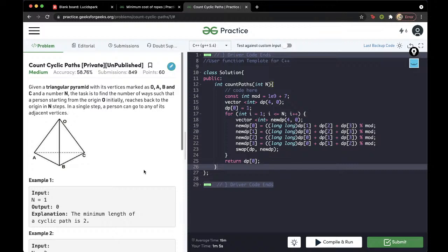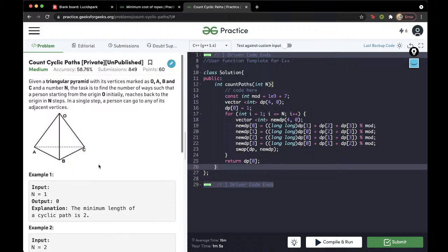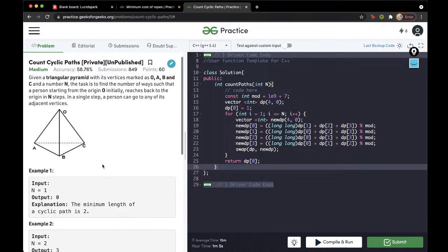Okay, so the next problem: you are given a triangular pyramid with 4 points O, A, B, C, and you start at the point O. What you can do is move to its neighboring points. All the points are connected to each other. So from O you can move to A, B, C. From A you can move to O, B, C, from B you can move to A, O, C, and from C you can move to A, O, B. You have to take n steps, right?